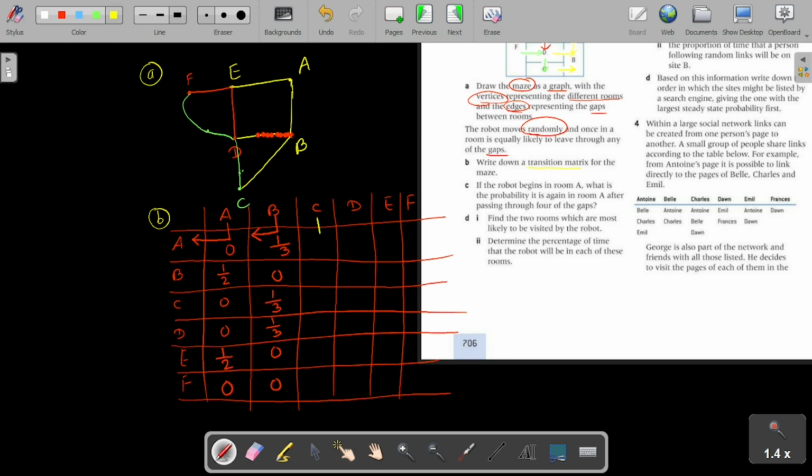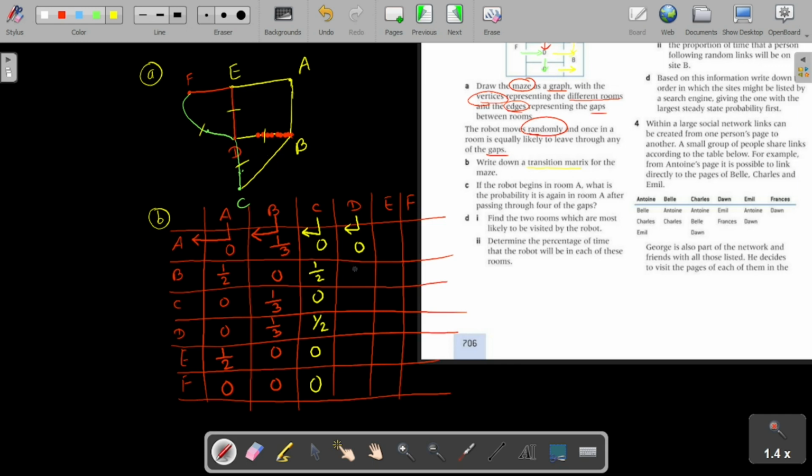Next, C to A. There are a total of two edges from C, so each is equally probable, with probability 1 by 2. So C to A, no. C to B, yes, 1 by 2. C to C, no. C to D, yes, 1 by 2. C to E, no. C to F, no. D to A, no. D to B, yes. From D we have 4 edges, so each has probability 1 by 4.